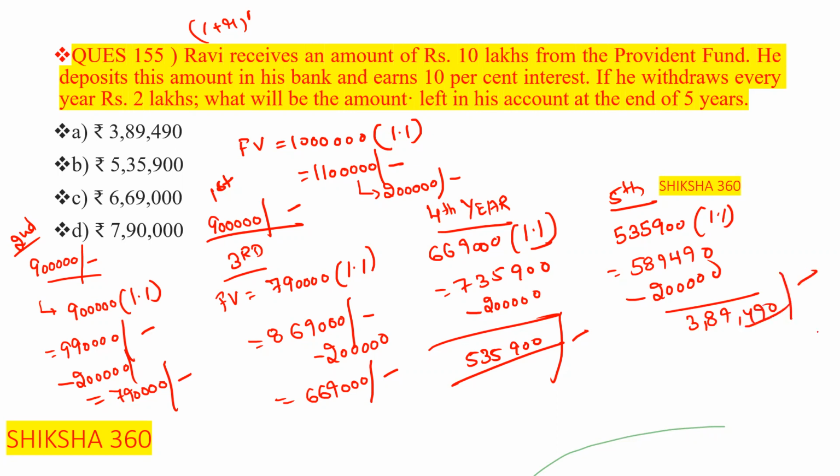Clear? He will be left with it. How much amount is left in his account at the end of the 5 years? That is 3,89,490 rupees. Clear?